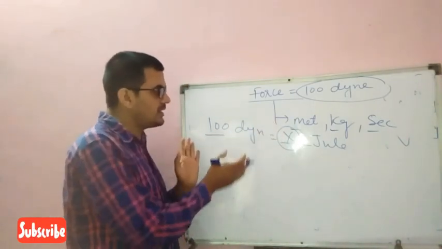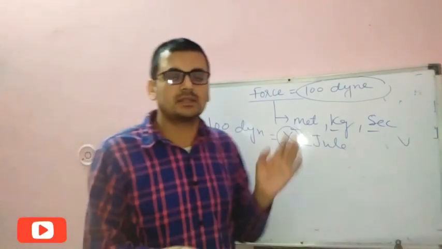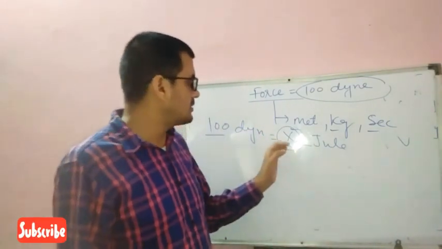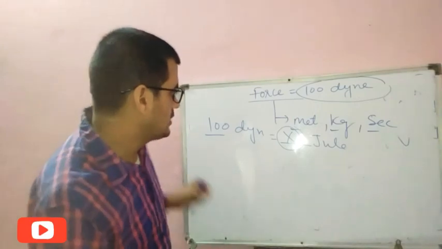He is saying that our 100 dyne will be equal to how many joules. So you have to find out the value of this x. You have to find out the numerical value. So how will we solve it?